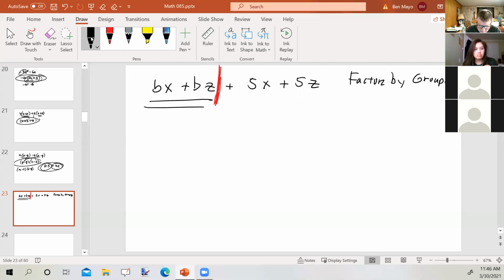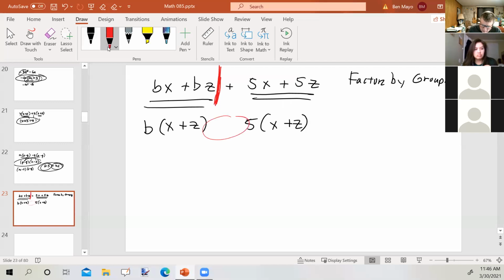Is there a greatest common factor for both of those terms? Yes, there is. b, what's left over? x plus z. Let's take a look at the second 2 terms. Is there a greatest common factor there? Yes, 5, and the leftovers are x plus z. But I'm missing something right there. What sign would I have to put there so that this new statement would be true? Wouldn't I just bring down that plus sign like that?